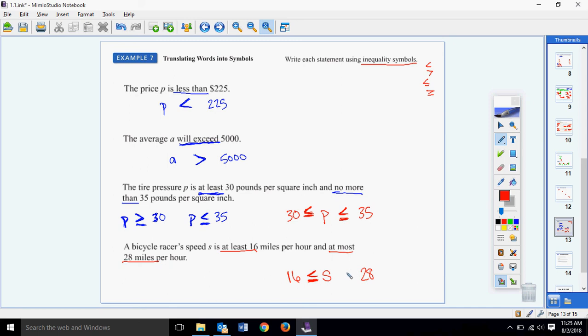Well, that means that we can't be more than 28. It can't be that S, the speed, is bigger than 28. That's not what we're saying. We're saying the speed's got to be smaller or equal to 28. So some students get confused. They see this part and they see it opening towards the 28. So they think that means bigger than 28. No, this is saying S is less than 28. The speed of the bicycle is not getting bigger than 28.